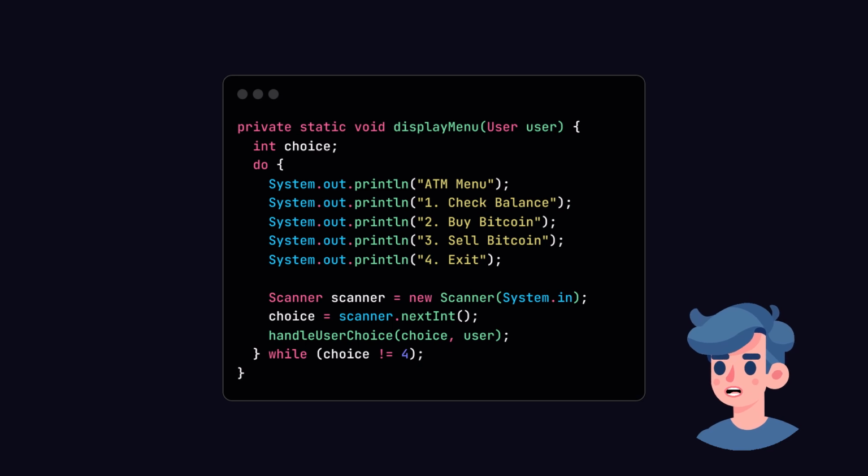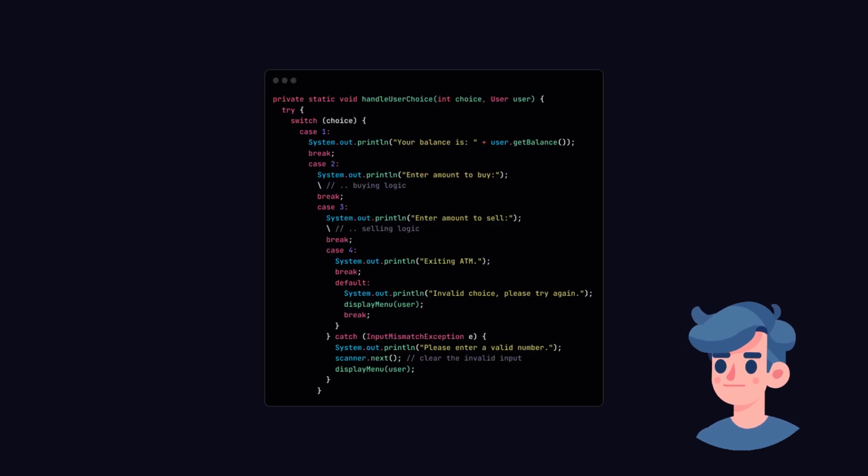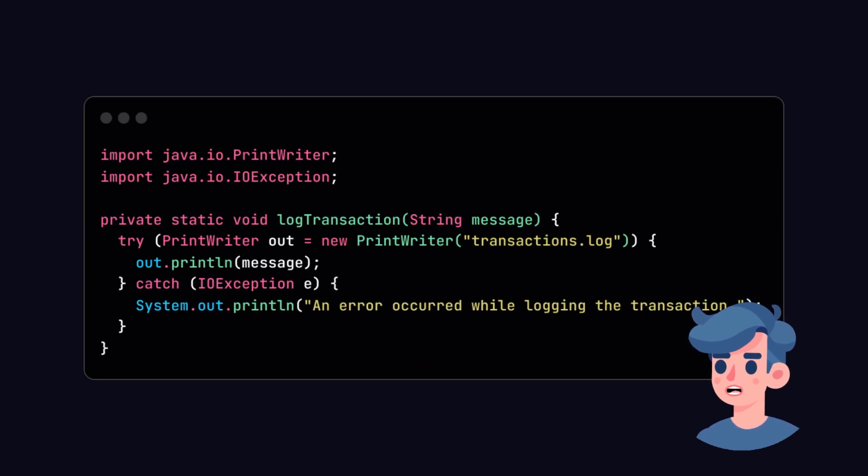Now that our menu is functional, let's enhance it with a loop to allow multiple actions until the user decides to exit. This way, after each operation, the user can choose another action without having to re-login. Great! Now our ATM simulator allows repeated actions until the user decides to exit. Let's add a bit of error handling in case the user inputs something that isn't an integer. Our simulator is coming together nicely.